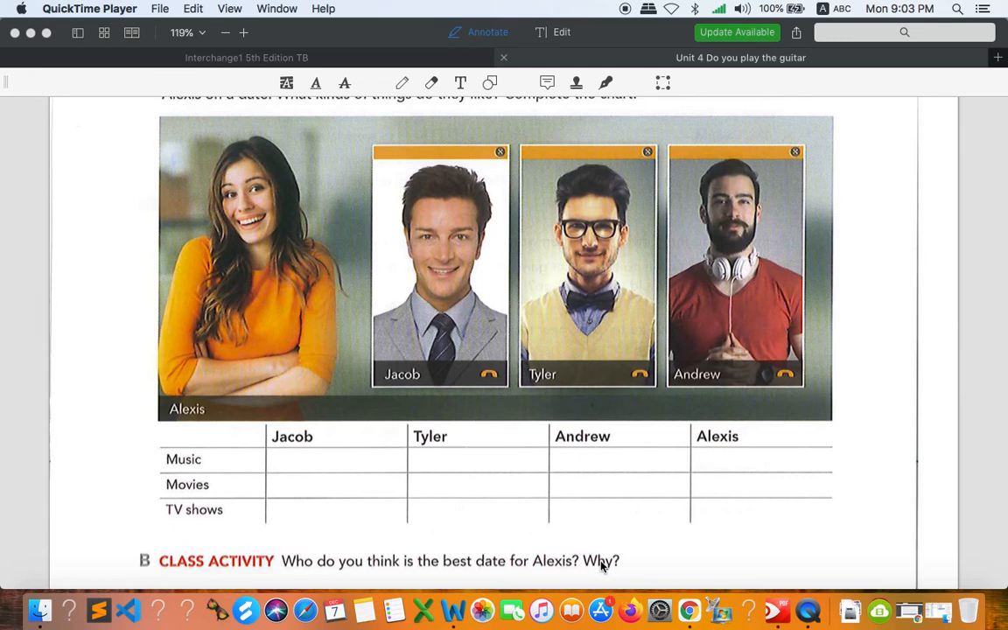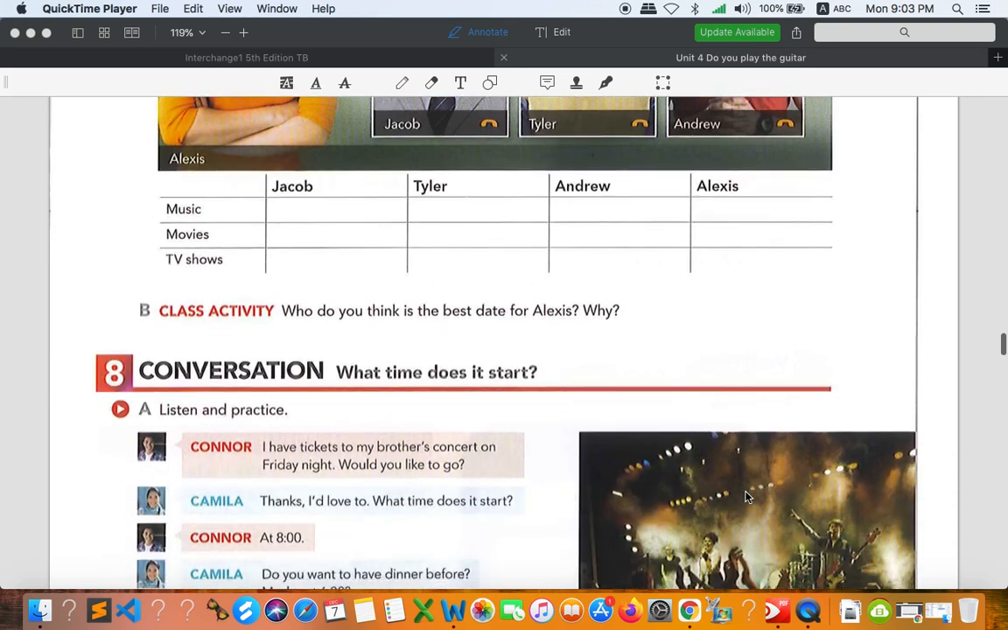All right, and why? Because maybe Andrew or Taylor or Jacob has similar information, or similar favorite things to do with Alexis. So your job is to listen and find the information of each, okay, and try to think about the match or the best date for Alexis. So if the information is matched, one of them or maybe 2 of them, you can probably guess who is the best for Alexis to date. All right. Okay, so that's it for this.